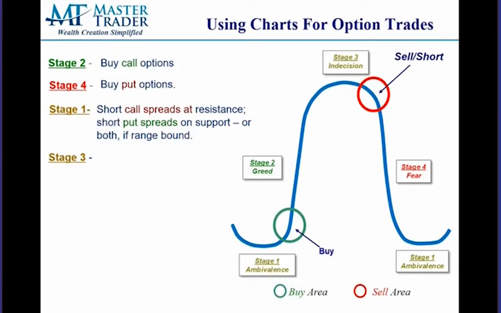That's when we're looking to deploy both call spreads at resistance at the top of the sideways range, and we want to short put spreads on support. If it's range bound, I'm going to show you a strategy where you can do both, and then if it breaks up or down, you leg out of the losing one.